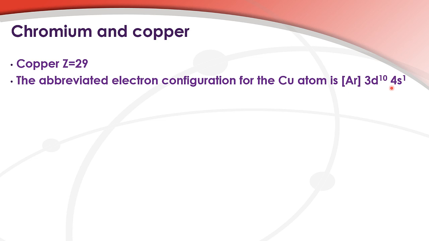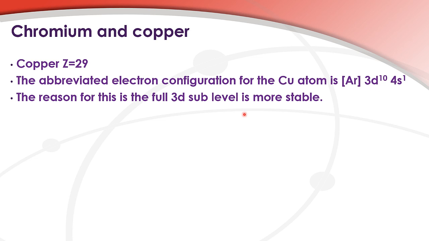Now previously we learned that because 4s orbitals are lower in energy than 3d orbitals, they fill first. Well, obviously here we have a half-filled 4s orbital and a full 3d orbital. The reason why copper has this electron configuration is because a full 3d sublevel is more stable.